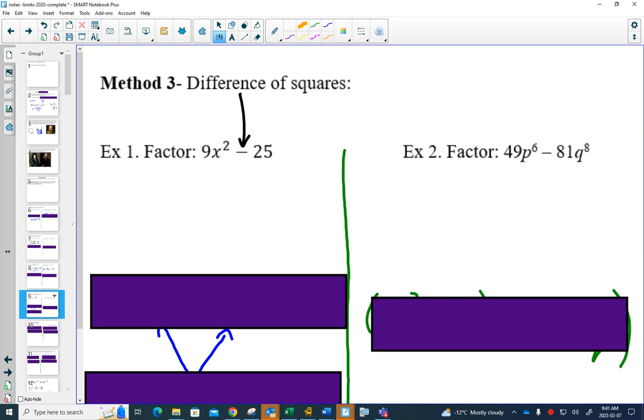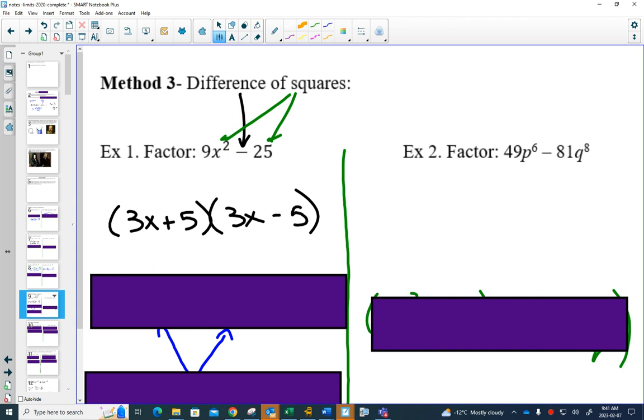And both of these are squares. In other words, 25 is 5 times 5. It's 5 squared. 9x squared is 3x times 3x. It's 3x squared. And anytime you have a difference of squares, it will always factor to be 1 plus, 1 minus.